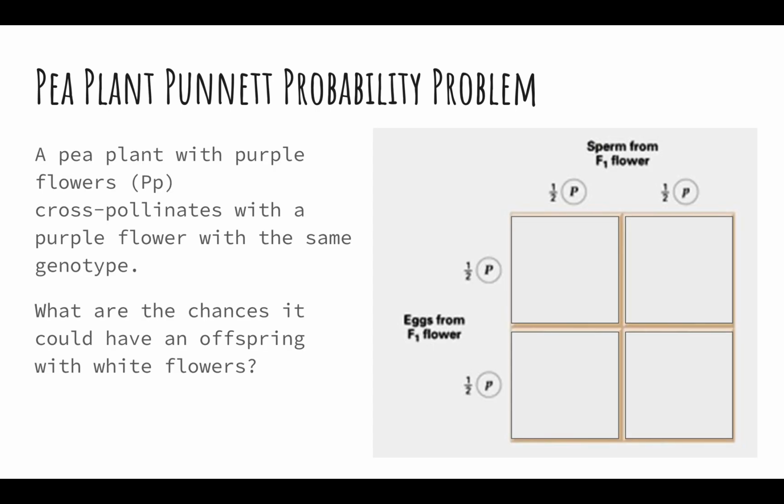So let's apply it to some pea plants, and we'll do our pea plant Punnett probability problem. Say that 5 times fast. Now, let's say we have a pea plant that has purple flowers, heterozygous, big P, little p, and they cross-pollinate with a purple flower that also is the same genotype, big P, little p. What are the chances that it could have white flowers?